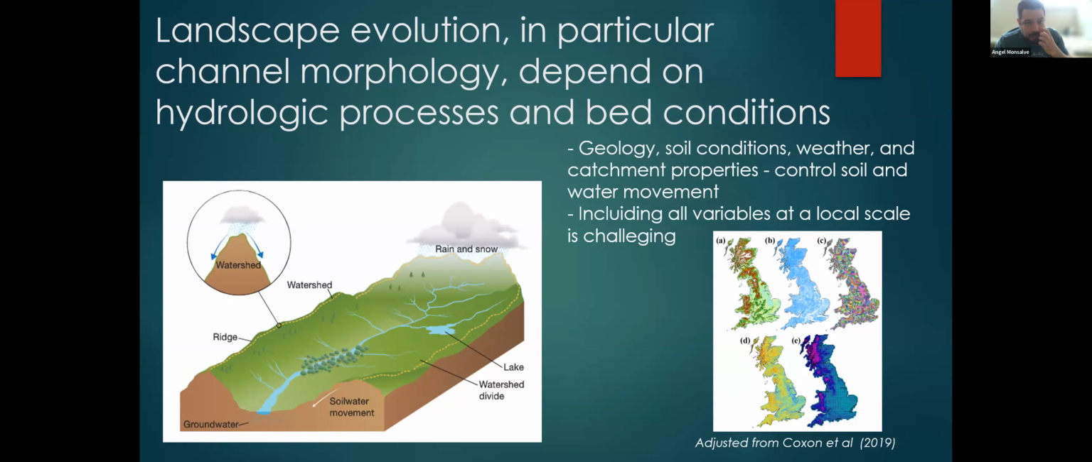Ideally, an LEM should include conditions about the local geology, soil conditions, weather, and catchment properties, because these are the factors that drive the water movement and control the soil movement too. But including all these variables at a local scale is challenging because the inputs required are difficult to get. From a mathematical or numerical point of view, most of these processes are also difficult to include in an accurate way.